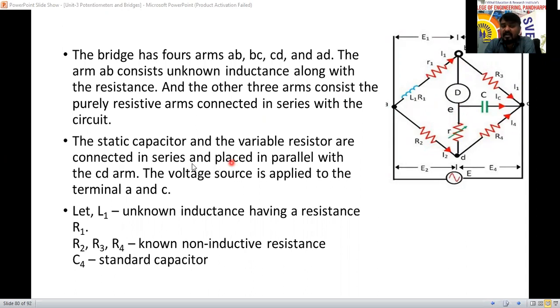So the static capacitor and variable resistor are connected in series and placed in parallel with the arm CD. See here, you consider C to D, or D to C. The current will flow like this, and at balance condition, it acts as an open circuit. Then the current will flow like this. I2 will come up to here.